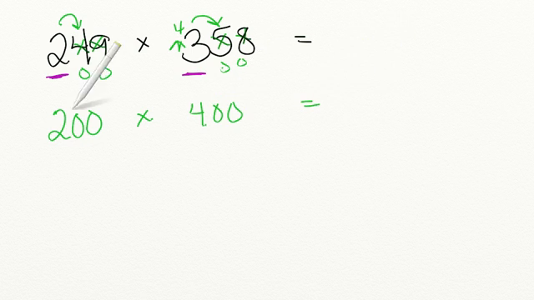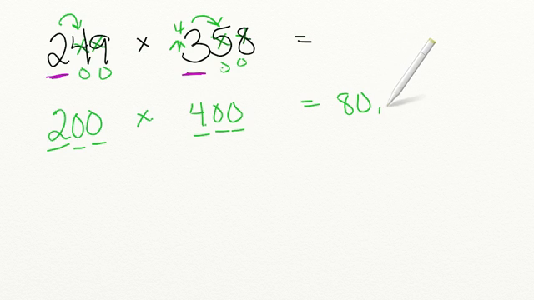Now we can estimate. 2 times 4 equals 8, and then we fill in 1, 2, 3, 4 zeros. So 200 times 400 is about 80,000.